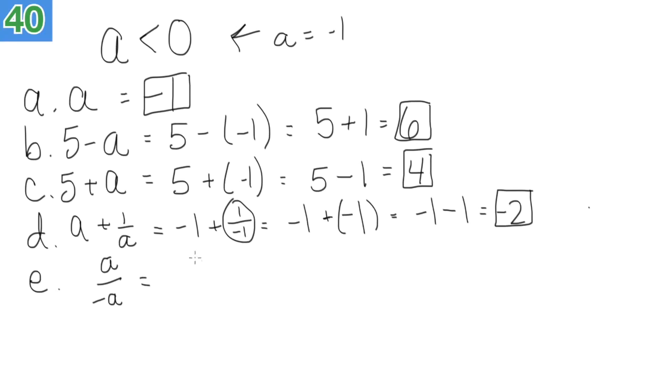Okay, E. A, -1 over -A. I always like to just write it out rather than doing it in my head. I like to write it all out the first time and then start reducing, because it's so easy to make mistakes, especially when you're dealing with a negative. So -1 over negative times -1 is +1. And then -1 divided by +1 is -1. So that's our answer for E.